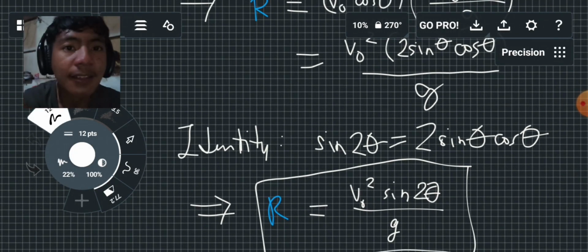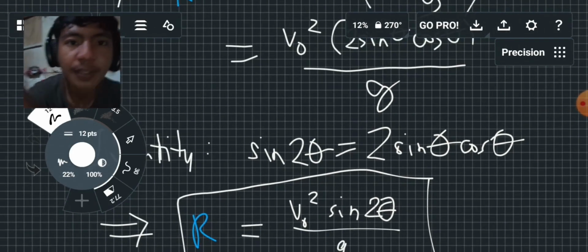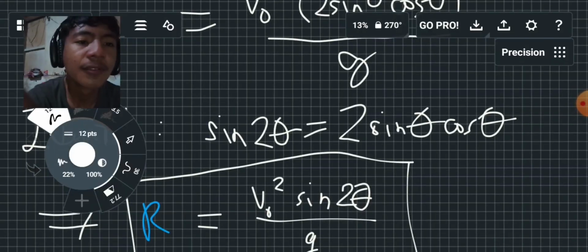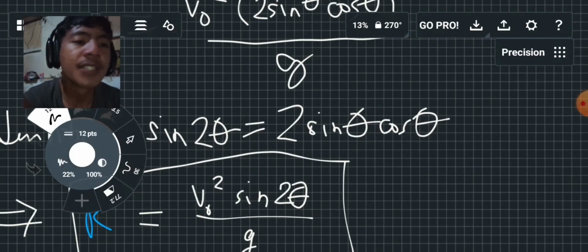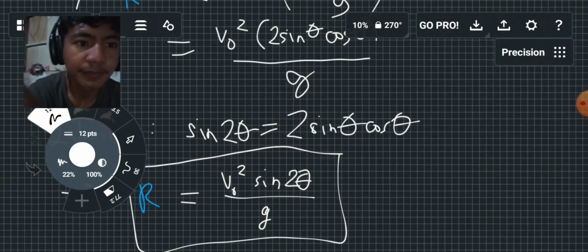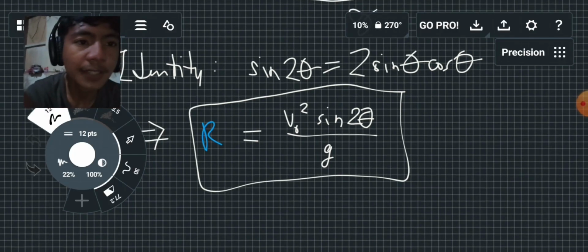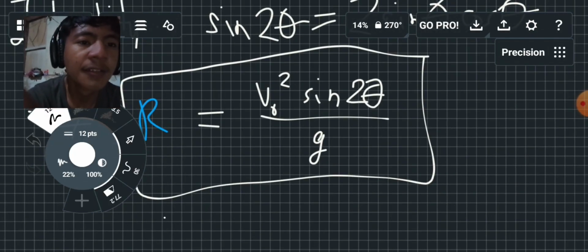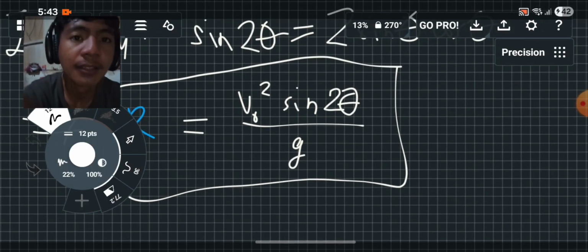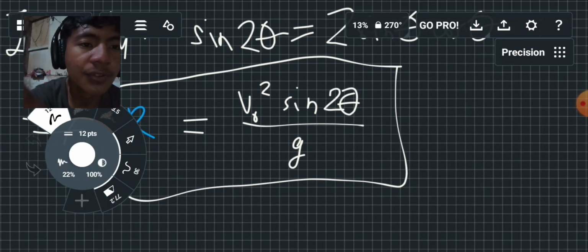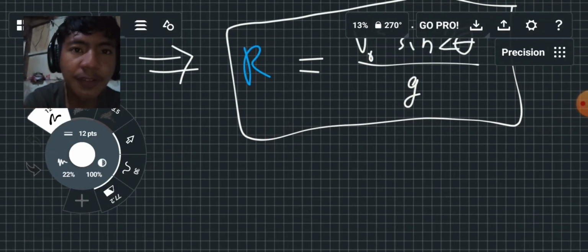But we have an identity to make this simpler. We have that trigonometric identity that sine 2 theta, the double angle, is given by 2 sine theta cosine theta. So all in all, we have the range given by v naught squared sine 2 theta divided by the acceleration due to gravity.